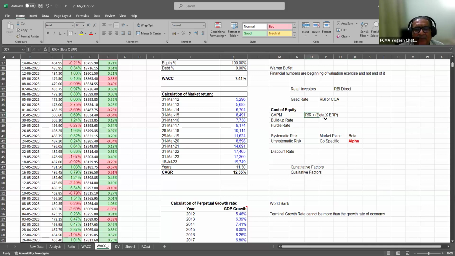This is the risk-free rate plus beta multiplied by the equity risk premium. So equity risk premium is nothing but market return minus the risk-free rate. Market return minus the risk-free rate. So just give me a minute.